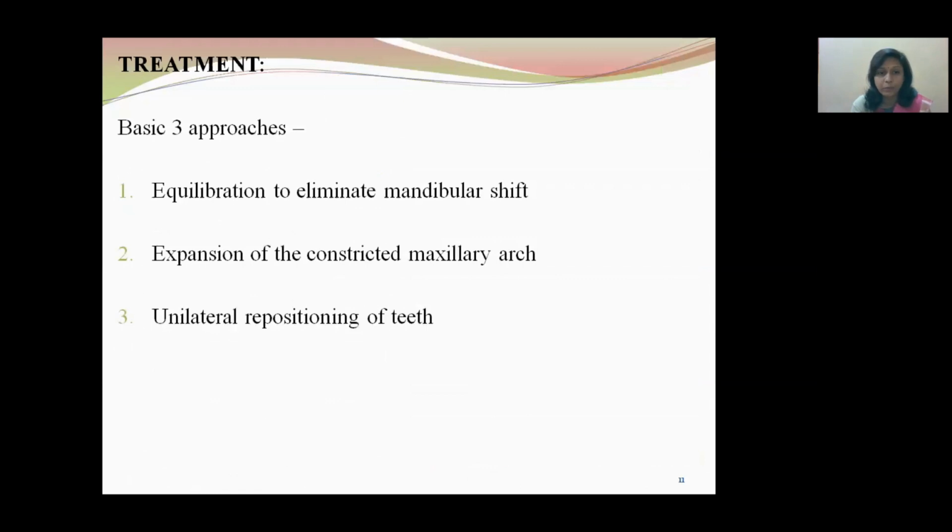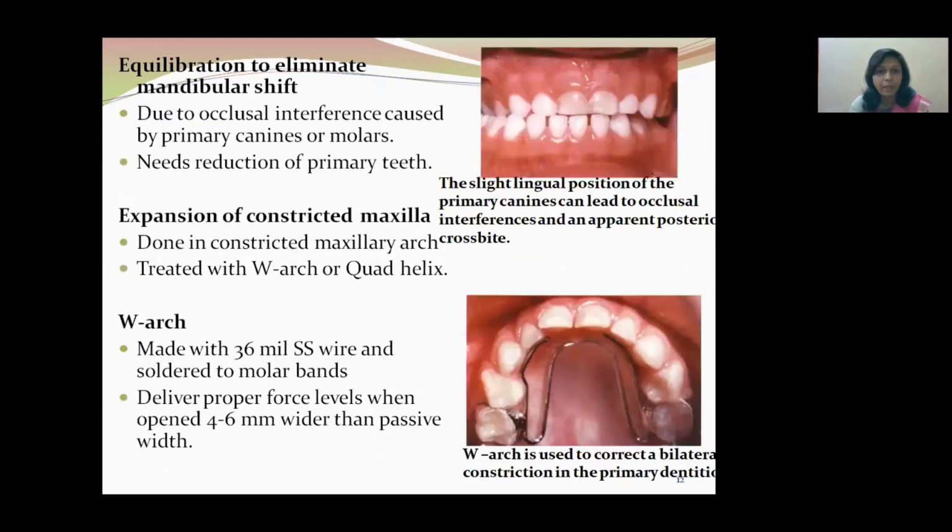This type of posterior crossbite can be corrected, based on its etiology, by 3 approaches, which are equilibration to eliminate the mandibular shift, expanding the constricted maxillary arch to get a correction of a posterior crossbite, or the unilateral repositioning of the tooth which is in crossbite relationship. If the problem seems to be due to the occlusal interference caused by primary canines and molars, the reduction of these primary teeth will lead to the correction of the crossbite.